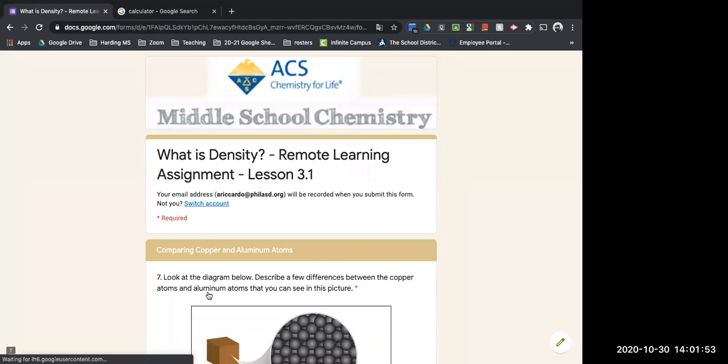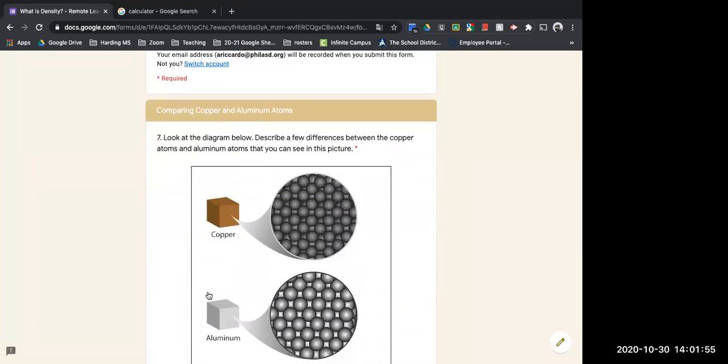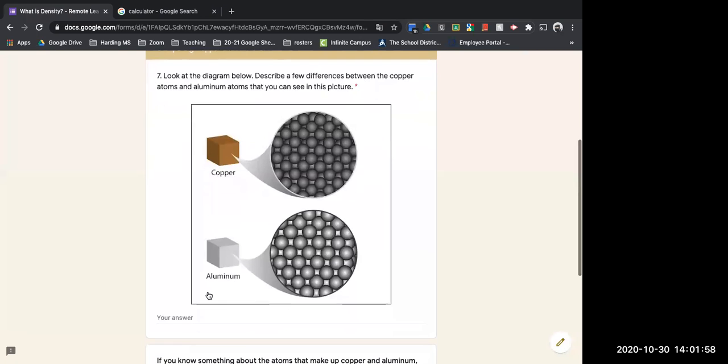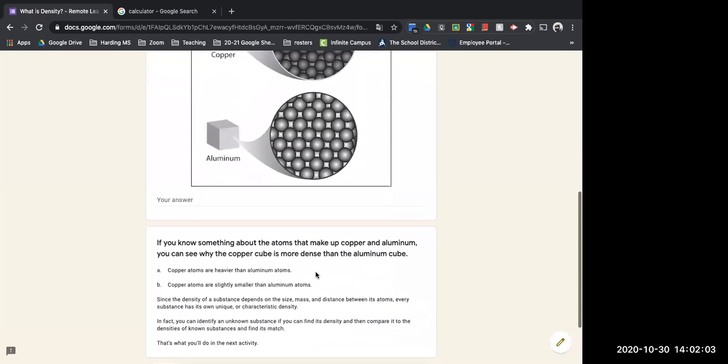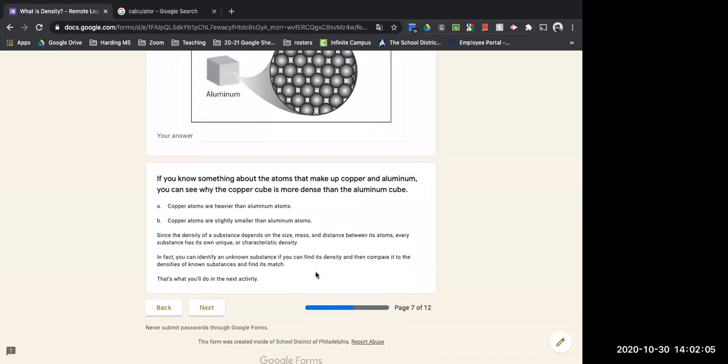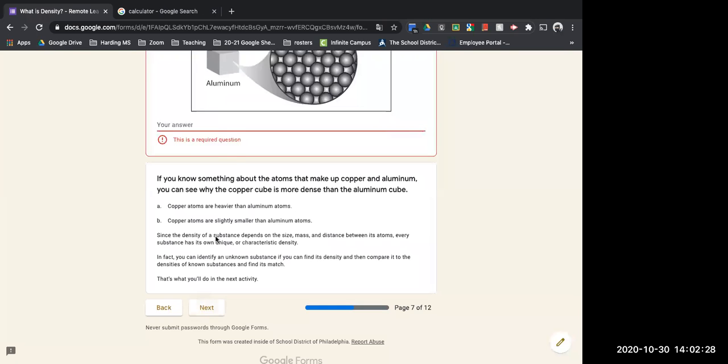Very good. Okay. Look at the diagram below. Describe a few differences between the copper and the aluminum. See what you can see. Copper is smaller, aluminum is bigger, right? Copper atoms are heavier than aluminum atoms. Copper atoms are slightly smaller than aluminum atoms. Since the density of a substance depends on the size, mass, and spacing between its atoms, every substance has its own unique or characteristic density. In fact, you can identify an unknown substance if you can find its density and then compare it to the densities of known substances and find its match. We'll do that in the next activity.